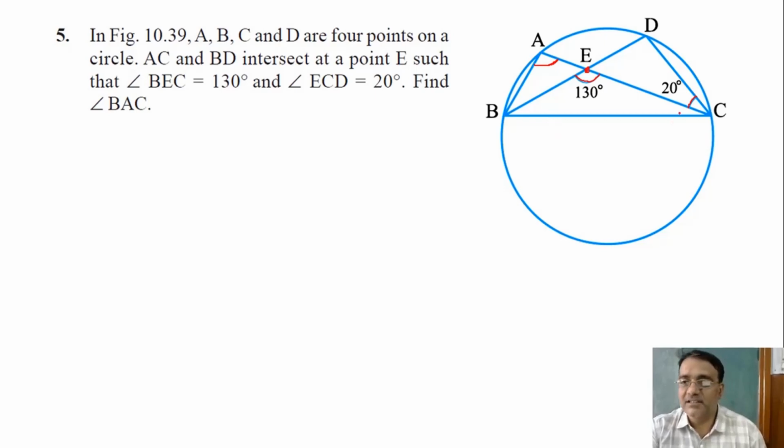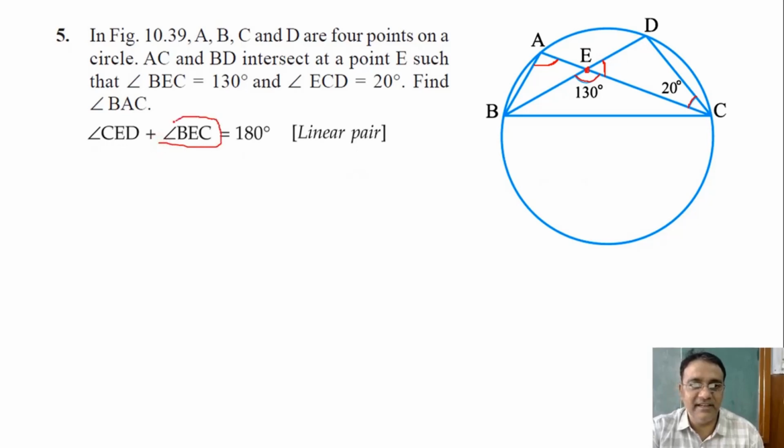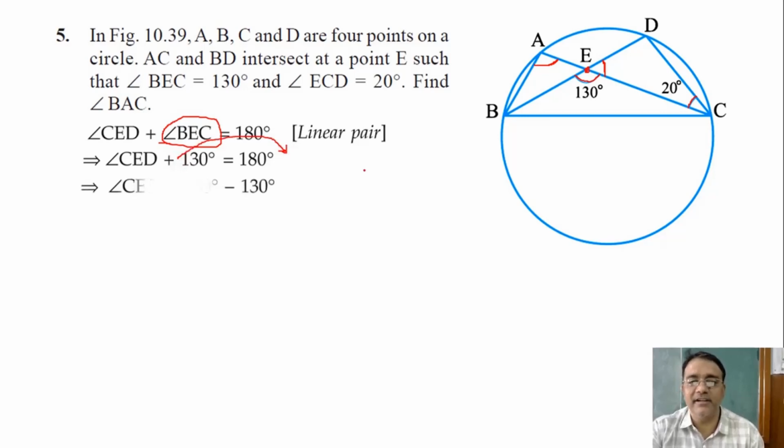First of all, CED. Look carefully, what is the value of this angle? 50 degrees. How? Linear pair. The sum of these two angles is 180 degrees, linear pair. The value of this angle is given as 130 degrees. So we substitute 130, then shift it here: 180 minus 130, and that will be equal to 50 degrees. Right. Now we got 50 degrees for this one. Now I want the value of this angle. 110 degrees.